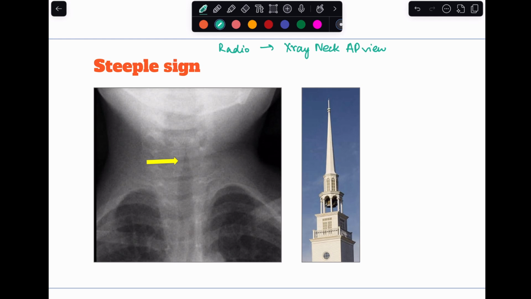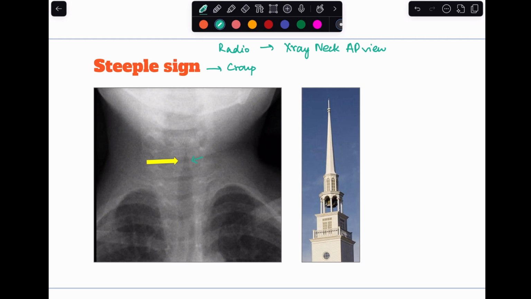Now let's try to understand what the sign is. If you look at the image and the arrow over here, the arrow is pointed towards the sign, and we can see that there is a narrowing of the subglottic airway on this X-ray neck antero-posterior view. This appearance is known as the steeple sign. And this sign is typically seen in a disease known as croup, also known as acute laryngotracheobronchitis. This is the typical X-ray feature that you will be seeing.